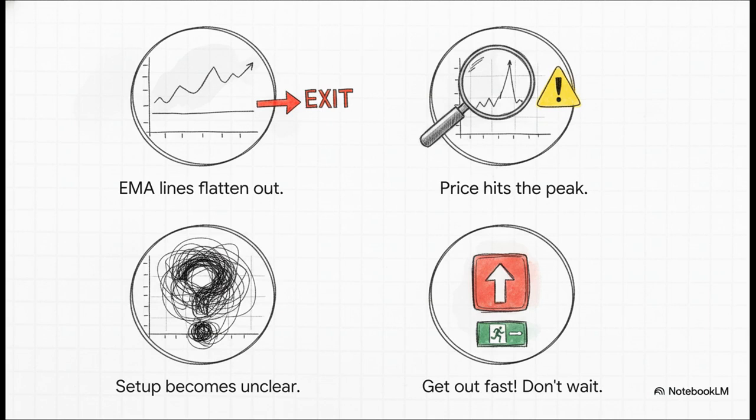This right here might be the most important slide of all. Knowing when to exit is arguably even more important than knowing when to enter. Your exit plan has to be automatic, no emotions involved. If those EMA lines start to flatten out, you get out. If the setup just starts to look weird or unclear, you get out. And most importantly, if the trade moves against you, you get out. Fast. Don't wait. Don't hope it comes back. Your capital is your lifeblood in this game. Protect it at all costs.